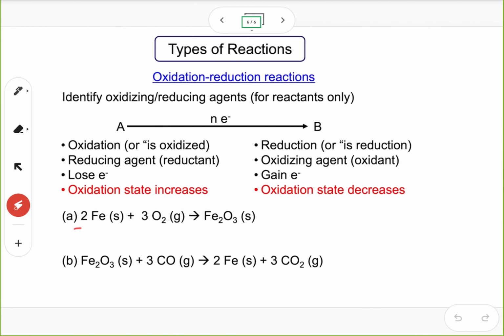All right, let's take a look at these two examples. Again, let's label the oxidation state. For iron, before reaction, it's 0. Oxidation state of oxygen, 0 before reaction. In iron oxide, iron is going to be plus 3, oxygen negative 2. Now, for iron, the oxidation state increases from 0 to plus 3. So iron is oxidized, so oxygen is the oxidizing agent.